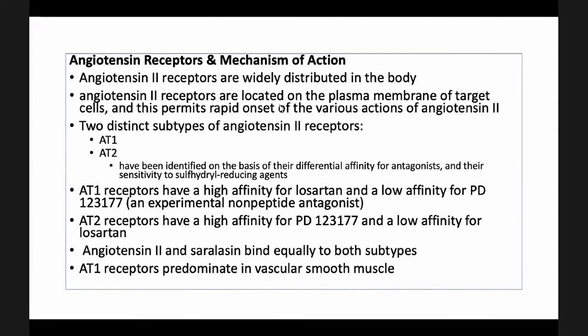They have been identified on the basis of their differential affinity for antagonists and their sensitivity to sulfhydryl reducing agents. So AT1 receptors have high affinity for losartan and a low affinity for PD123177, which is an experimental non-peptide antagonist. While AT2 receptors have high affinity for PD123177 and a low affinity for losartan.